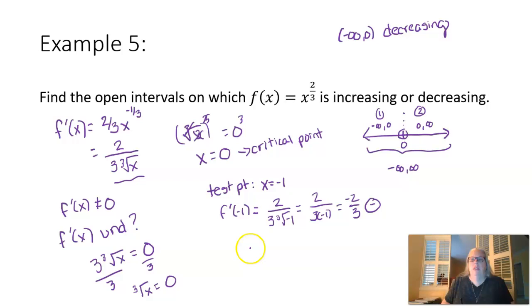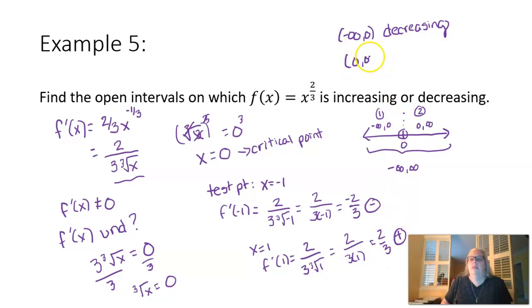And now I'm going to test positive 1, because I want to test something over here to the right and find out if it's increasing or decreasing. And let's see, we're going to find f prime of positive 1. This is going to give me 2 over 3 times the cube root of positive 1. Well, the cube root of positive 1 is just 1, so we have 2 over 3 times 1, which is 2/3. This is a positive number. And that means on the interval from 0 to positive infinity, my function is going to be increasing.